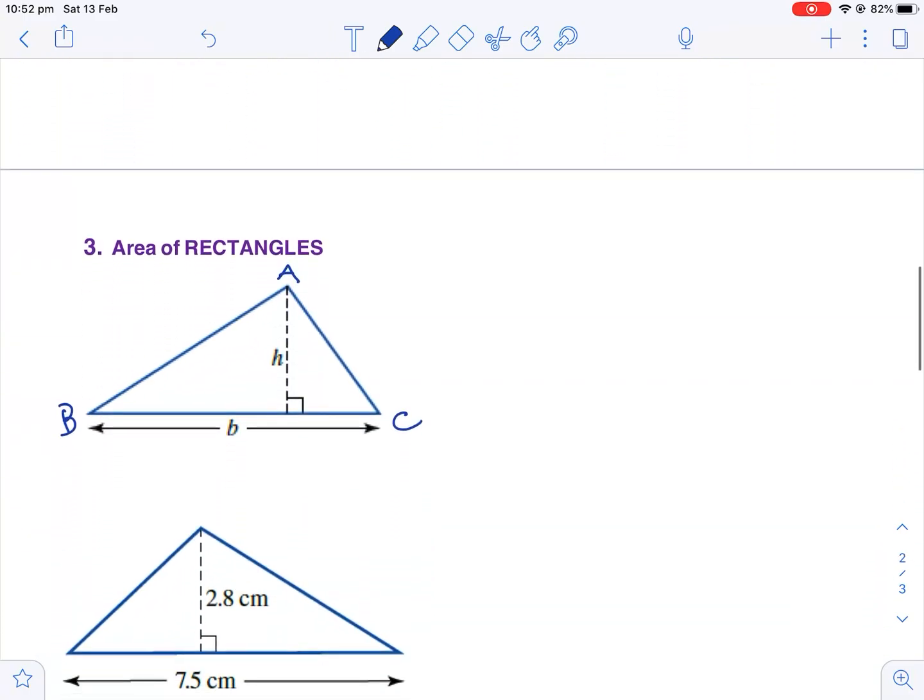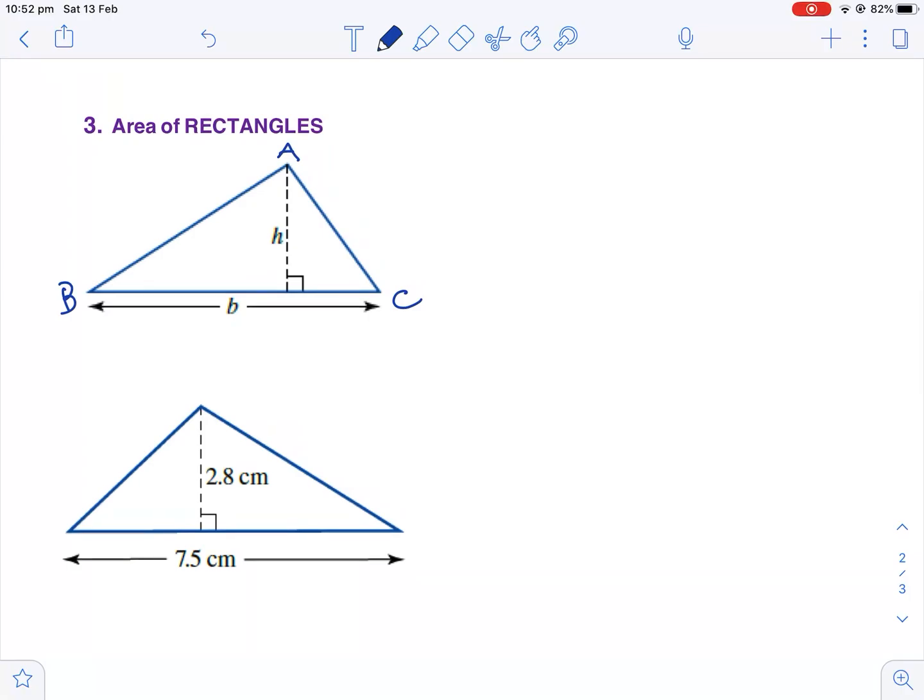Now we're going to move on to the area of triangles. It's a little bit harder compared to finding the area of a square or a rectangle. So to find the area of a triangle, we have to identify which one is the base, the dimension of the base, and the dimension of the height. So if the base is BC in this triangle, the dimension B can be 3, 2, 2.5, whatever it is in real life.